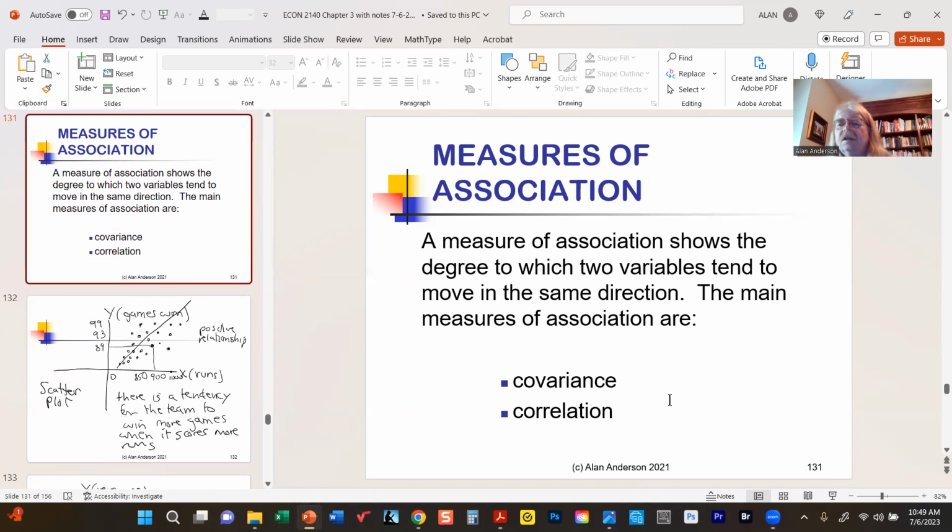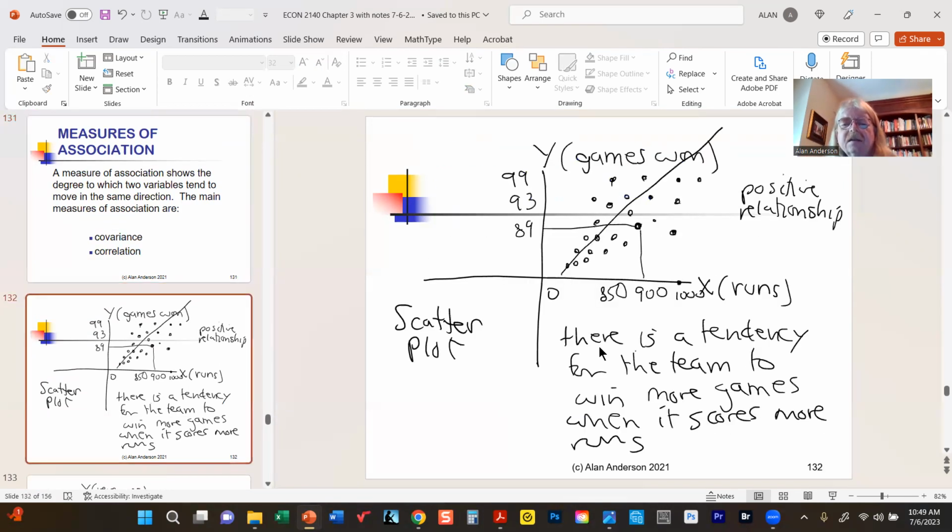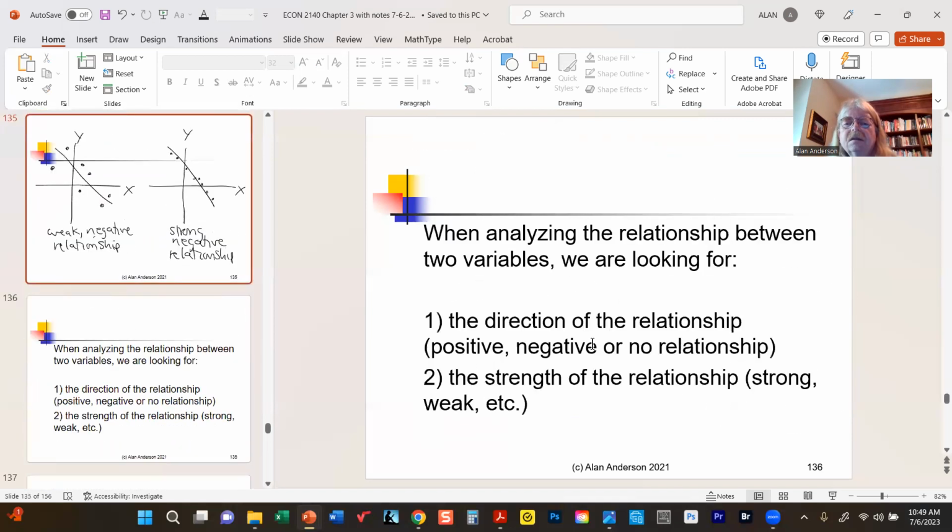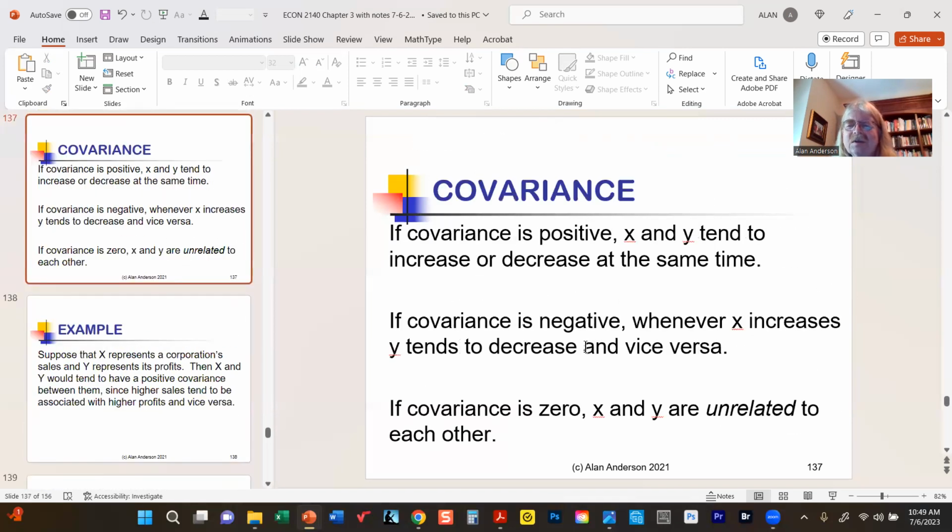They're going to tell us, first of all, is there a relationship at all? And if there is, is it positive? Is it negative? And how strong is it? That's what these measures are designed to do. Now, unfortunately, they are a little bit messier than what we've been doing up to this point, but we'll get the hang of it with a little practice. So we'll start with the covariance.